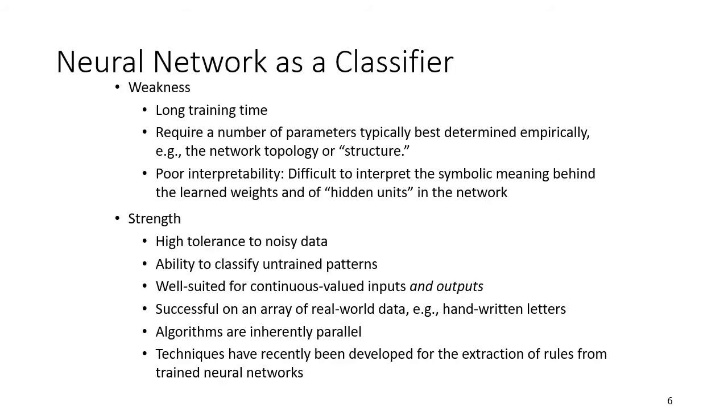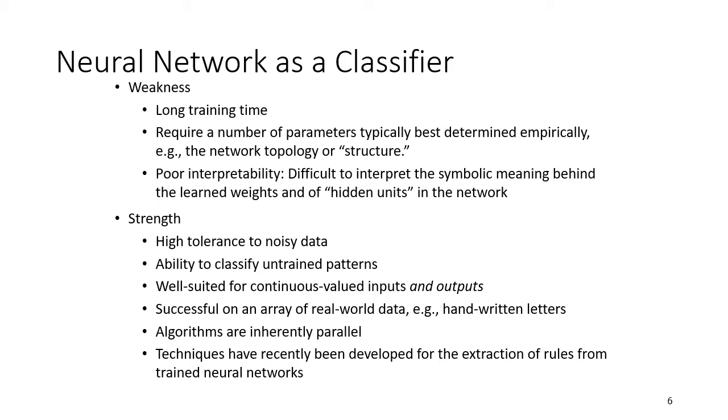Now we are going to talk about how a neural network acts as a classifier, and what weaknesses and strengths are involved when we use a neural network as a classifier. As you learned, the neural network is able to predict the class labels. So what are the advantages and disadvantages regarding that? First we'll talk about the weaknesses or the disadvantages.